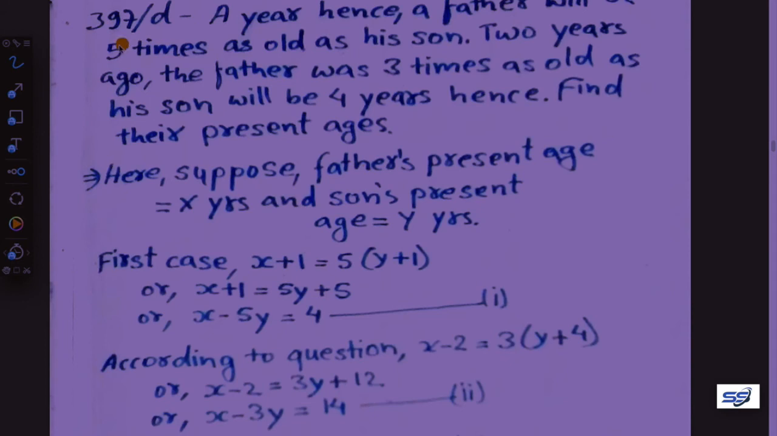Given our question: a year hence, a father will be 5 times as old as his son. 2 years ago, father was 3 times as old as his son will be 4 years hence. Find the present age. Here is our verbal problem of age. To solve this question and get the age of father and son, we should make certain equations.